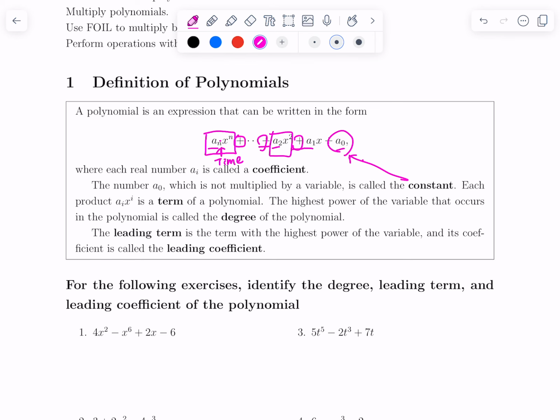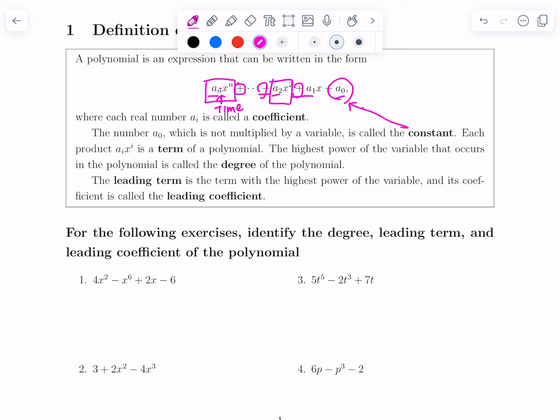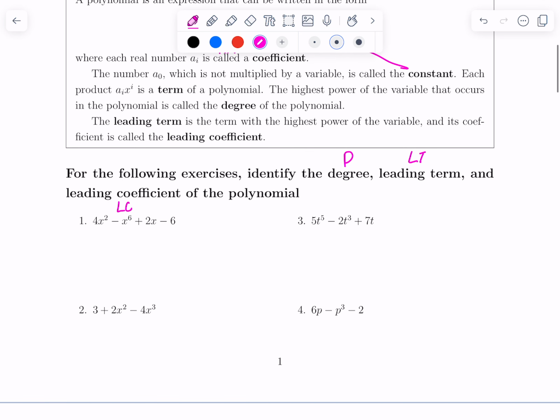So let's look at example 1 over here. For the following exercise, identify the degree, we're going to use D to represent it, the leading term, LT, and the leading coefficient, LC, of the polynomial. So we're going to look at question 1 over here. We're going to find the highest degree first. To find the degree, we're going to find the power, which is the number on top of x, think of it like the variable with a hat over here.